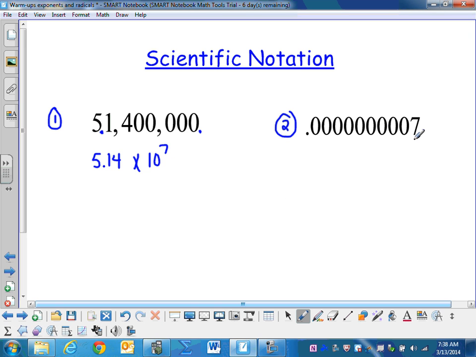Number 2, a is going to be 7 times 10 to the, how many spaces did we move? 1, 2, 3, 4, 5, 6, 7, 8, 9, 10. 10 to the negative 10. Small number, negative exponent. Large number, positive exponent.